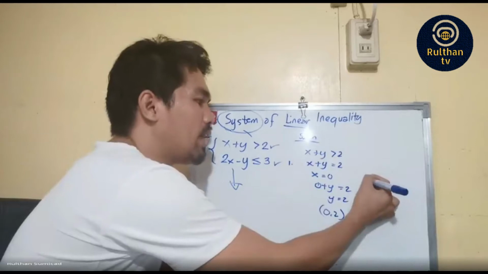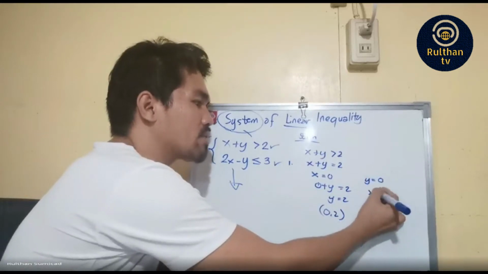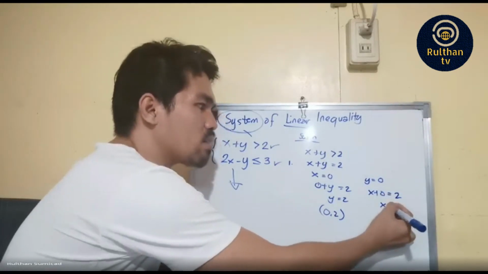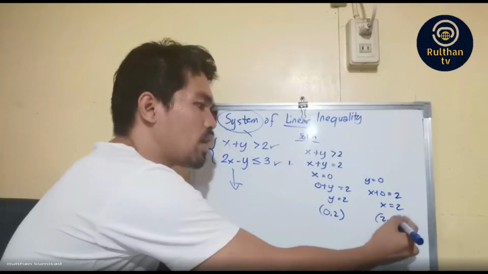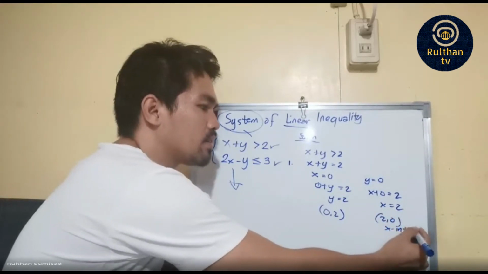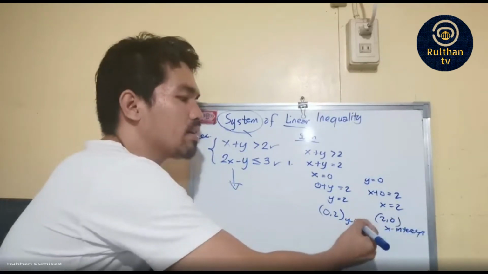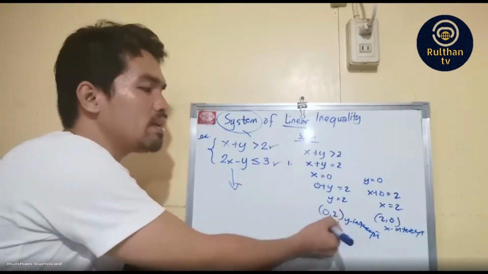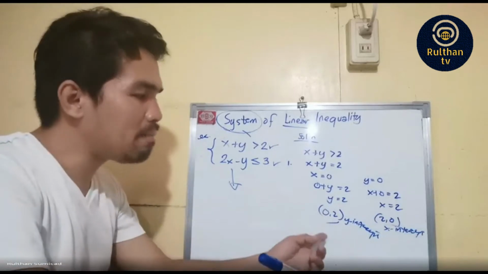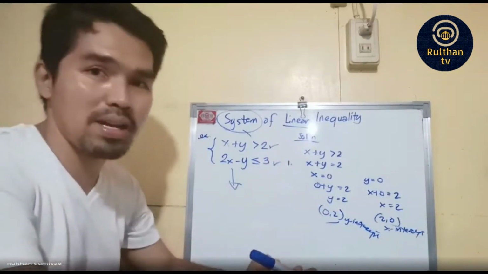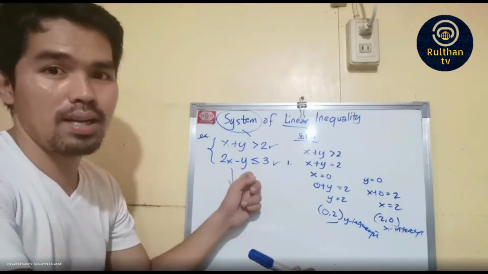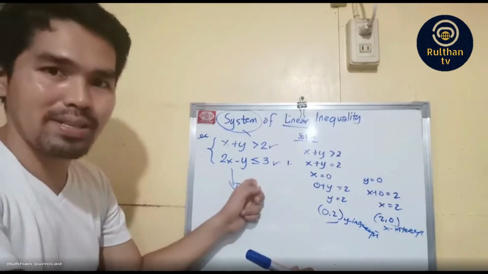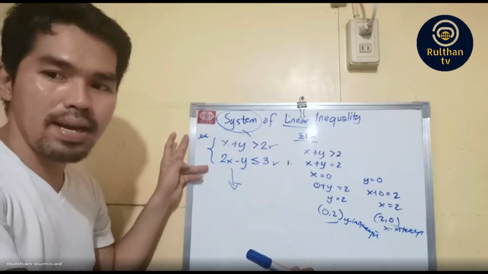Another, I'm going to let y equal 0, so x plus 0 equals 2. Thus, I have x equals 2, making 2, 0 my x-intercept, while this is my y-intercept. See? With these 2 points, I can already graph the first equation. But hold on, I still have the second one. I also need to look for a solution of it so I can graph it as well, because take note, we're now talking about a system and not just one inequality.